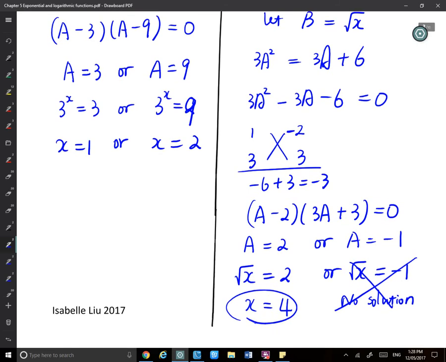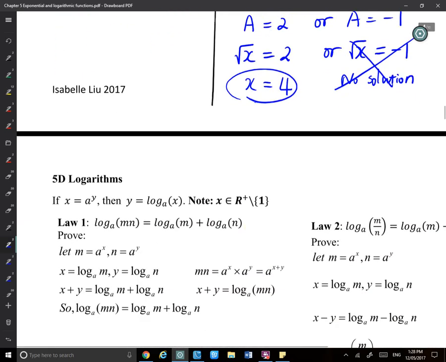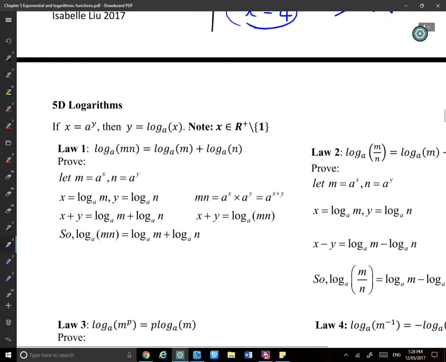Any questions? Okay, if there's no questions, let's look at the next page.